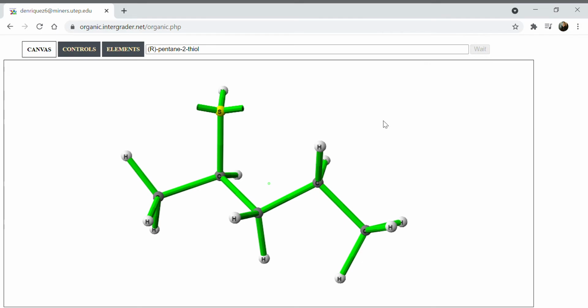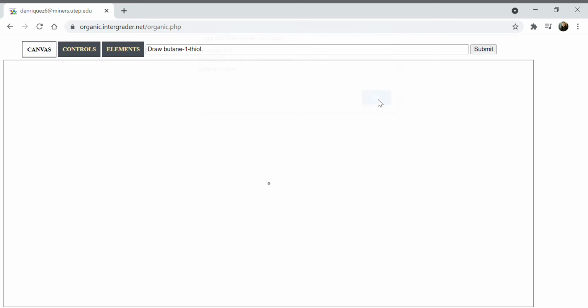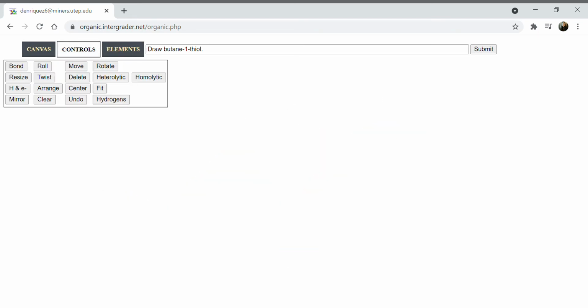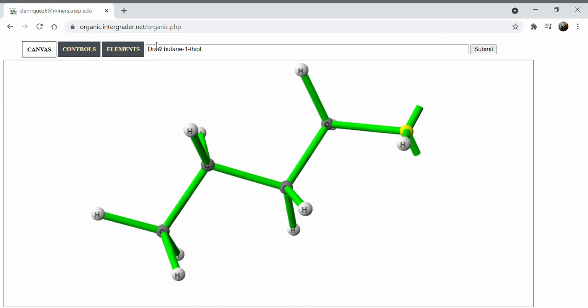And this homework is definitely a nice break from the mechanisms we've been doing. Butane for carbon chain and a thiol at the 1 position. 1, 2, 3, 4. No indication there's a chiral center, so I can just submit without worry.